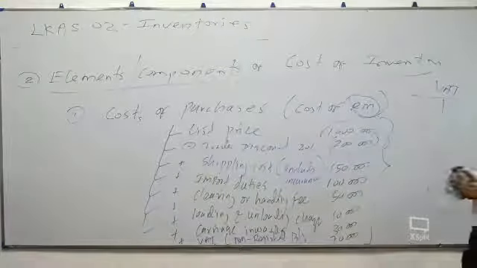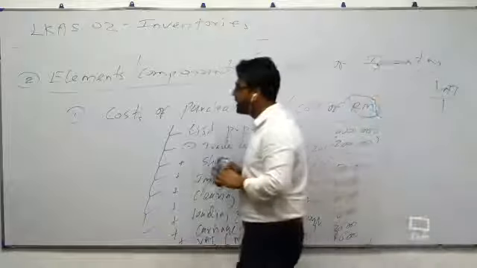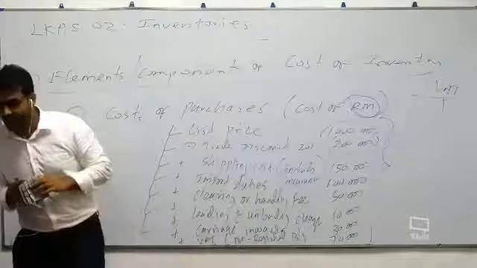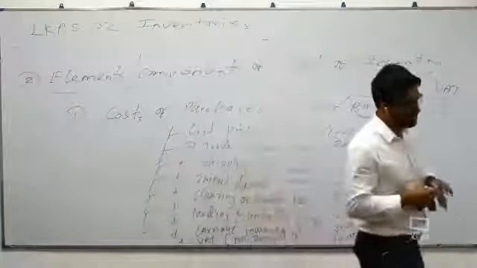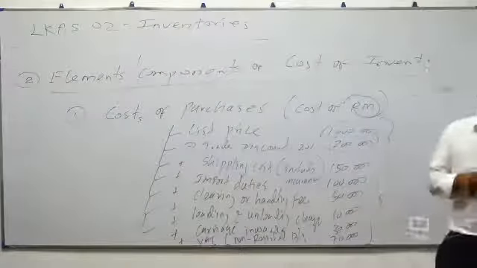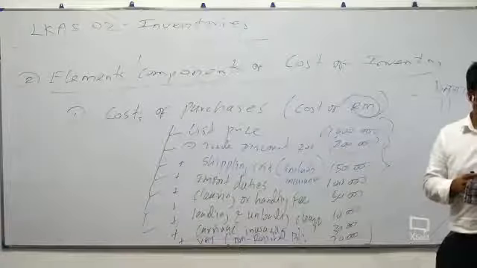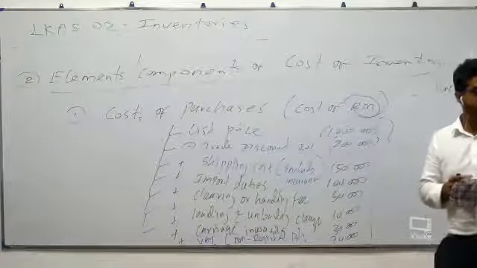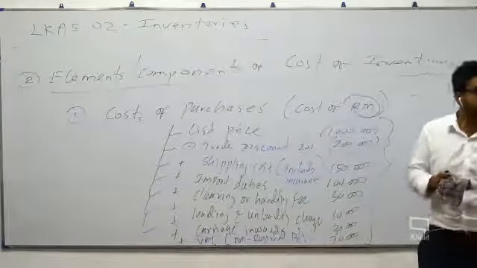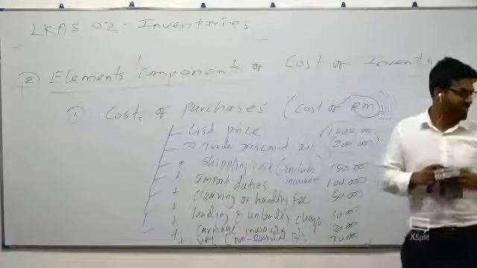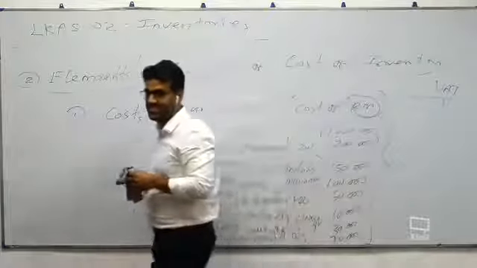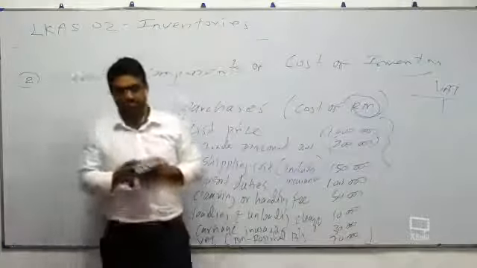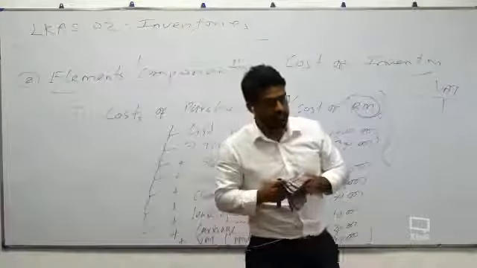All right. Second one, cost of conversion. Any students tell me what is cost of conversion? Number 2. Inventory cost has 3 elements: cost of purchase, cost of conversion, and other cost. What does cost of conversion mean? Excellent. So that's his explanation.